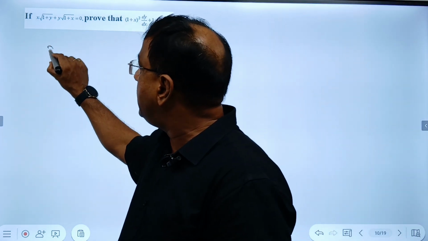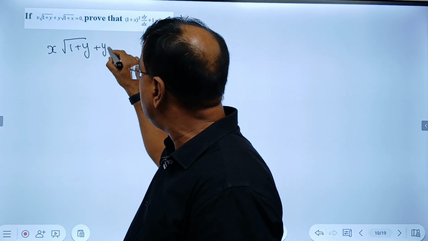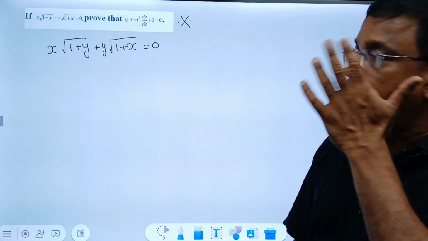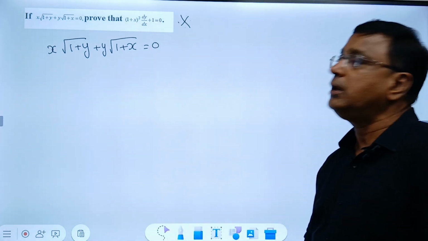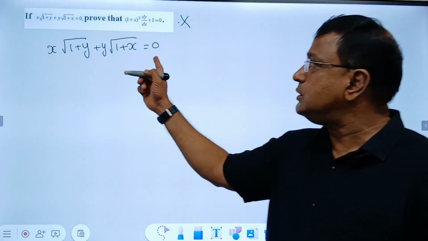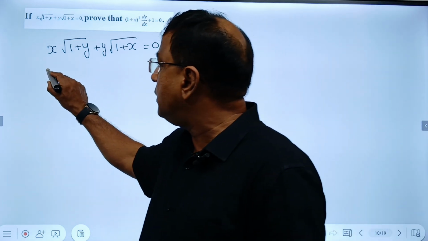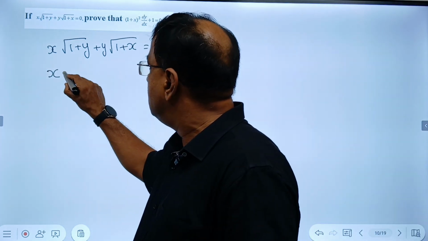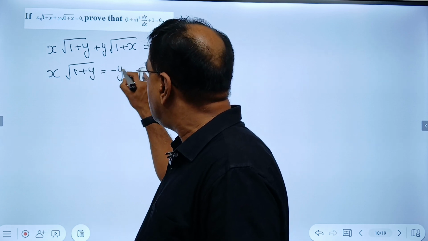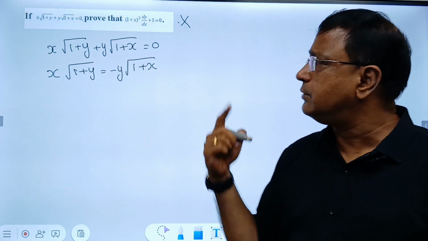Now I have x into root of 1 plus y plus y into root of 1 plus x equal to 0. And I am supposed to prove that dy by dx is minus 1 by 1 plus x the whole square. And let us see how to go about it. You cannot differentiate these problems directly. It becomes lengthy. It creates hassle. So first what I do, since I have a 0, it makes things simple. Take any one term, either this or that. Take it to the other side.